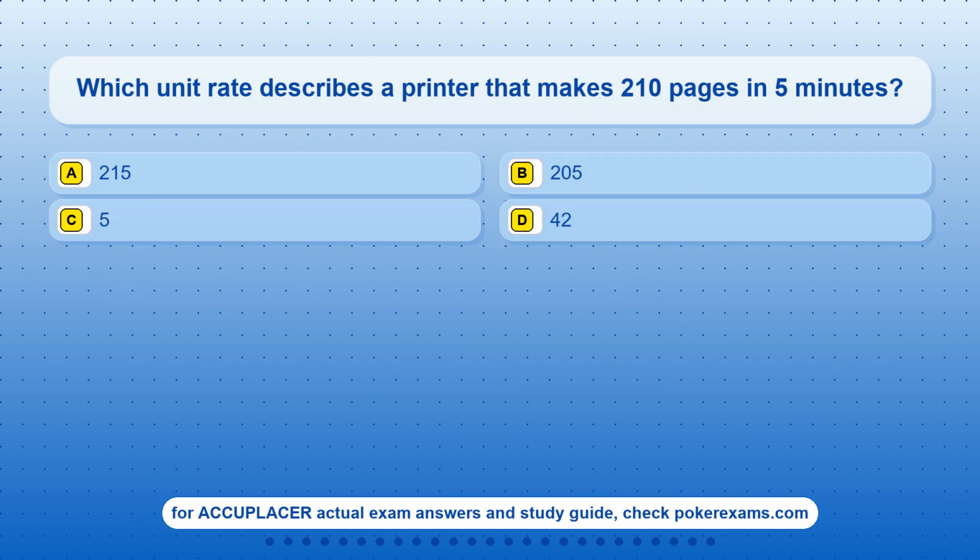Question 20. Which unit rate describes a printer that makes 210 pages in 5 minutes? Option A, 215. Option B, 205. Option C, 5. Option D, 42.